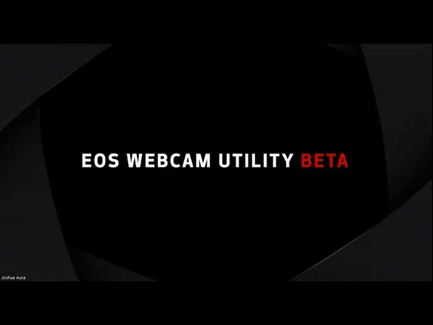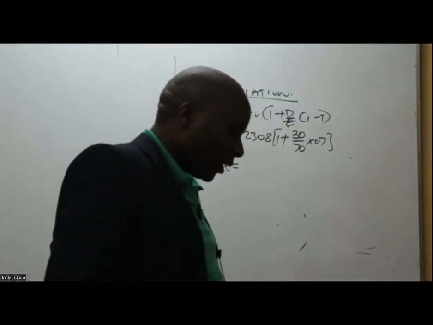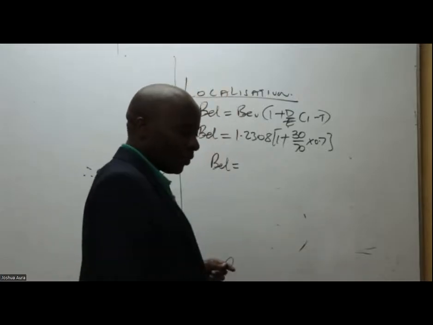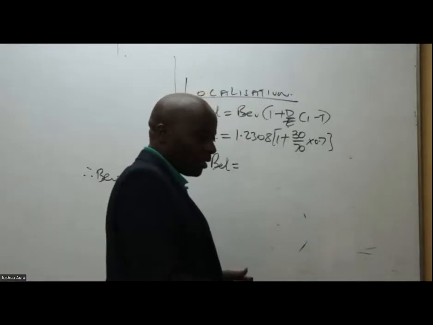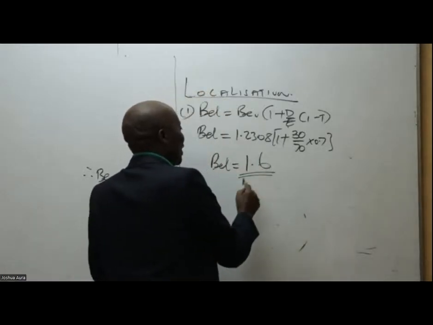What are we able to see? So what is BEL at the end of the day? BEL comes to 1.6, and I hope this 1.6 is quite familiar to you.